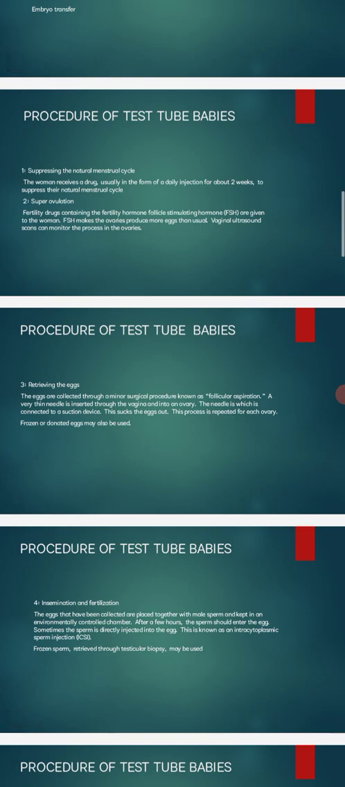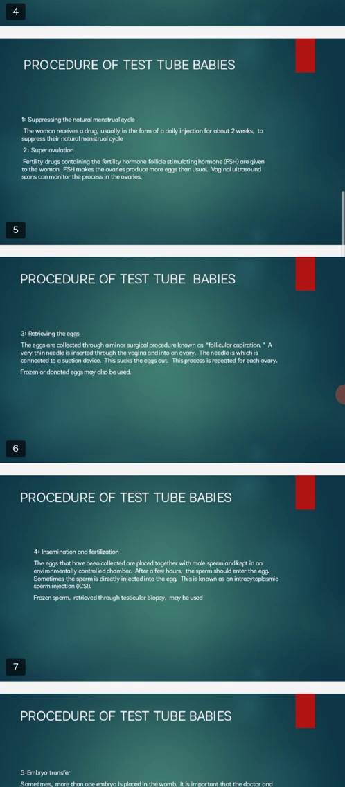Procedure of the test tube babies. Third is retrieving the eggs. The eggs are collected through a minor surgical procedure known as follicle aspiration. A very thin needle is inserted through the vagina and into an ovary. The needle, which is connected to a suction device, draws an egg out. The process is repeated for each ovary. Frozen or donated eggs may be used.